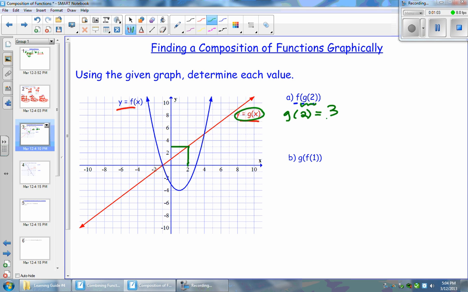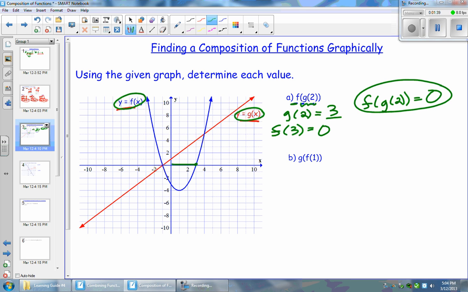Now you're going to take this positive 3 and put it into your outside function, which is f. So we're going to evaluate f of 3. Once again, you're going to use your graphs to do that. This time, we're not looking at the red line, we're looking at the blue parabola. So find where x is equal to 3. x is equal to 3 is right there. As you can see, the corresponding y value is equal to 0. So to conclude, f of g of 2 is equal to simply 0. That's the first part right there.